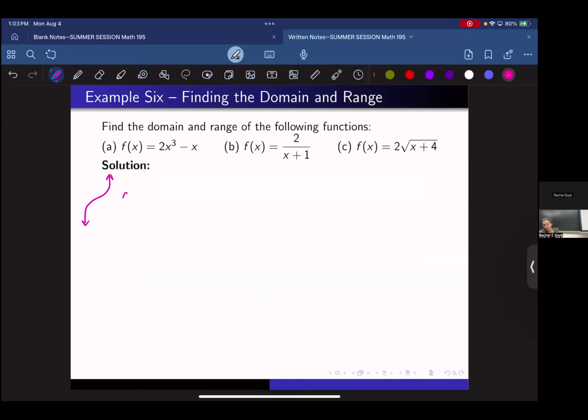Domain. Do we have any restrictions here? No. So our domain is all real numbers. Range. Do we have any restrictions here? No, right? Our x to the third is all real numbers in both cases.